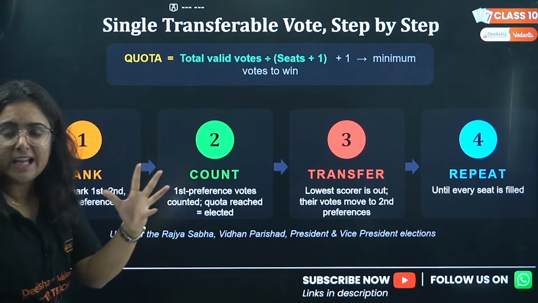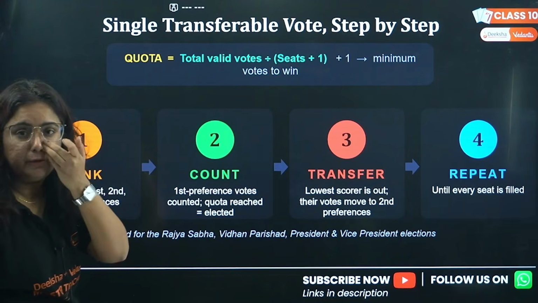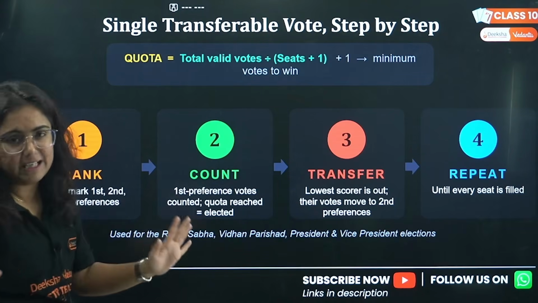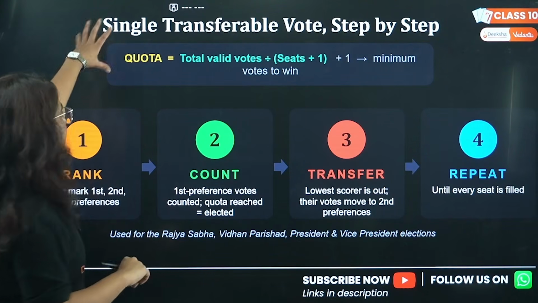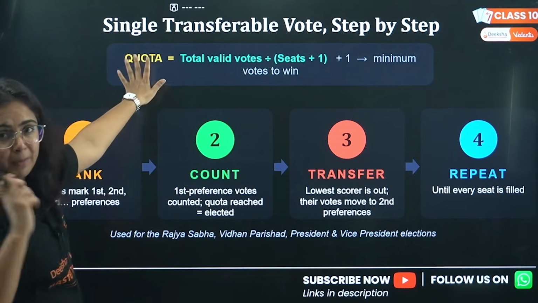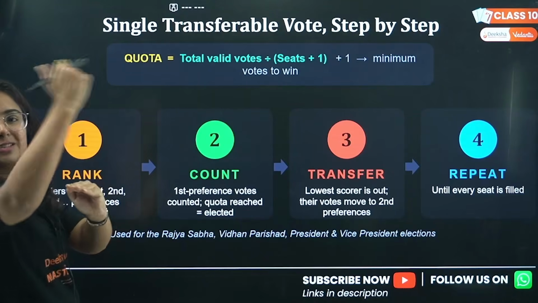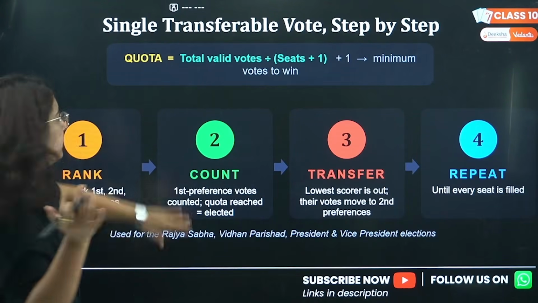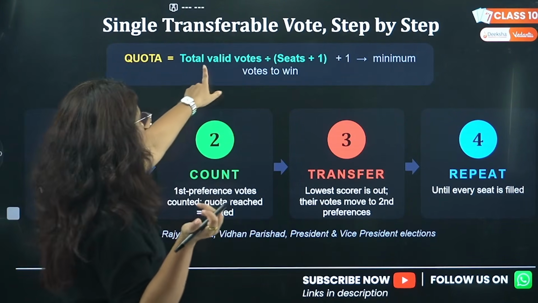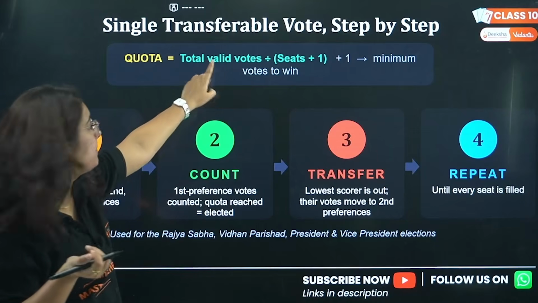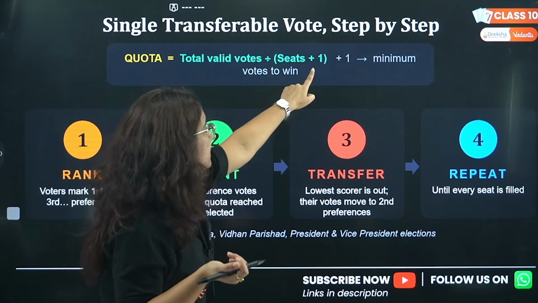Context, do not take it with difficulty, take it lightly, it's very easy. So what happened now, before the election, a quota is being prepared, that a person who crosses this quota will be chosen as a candidate. So the quota is total valid votes the person gets upon the total seats plus 1.